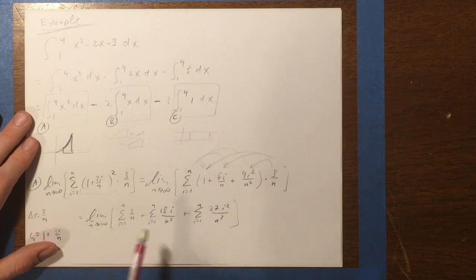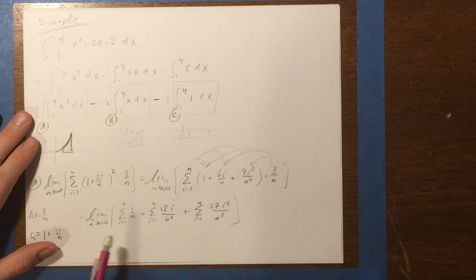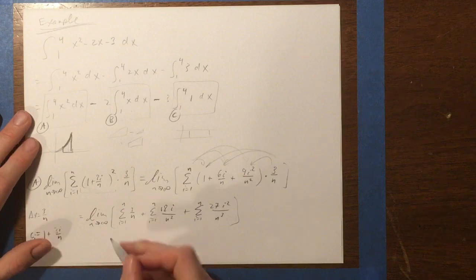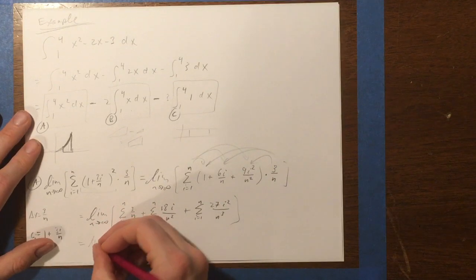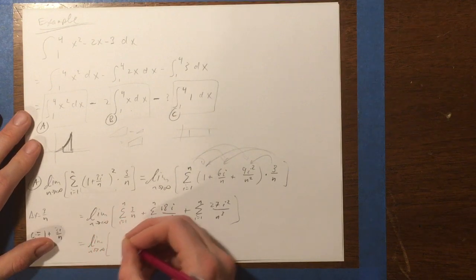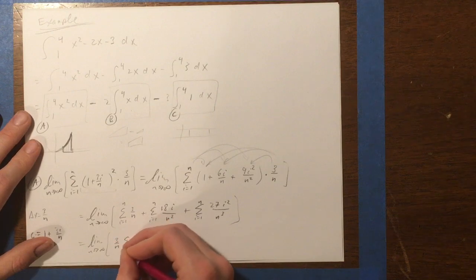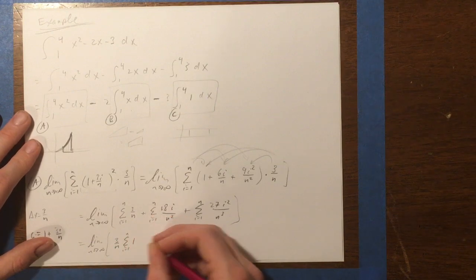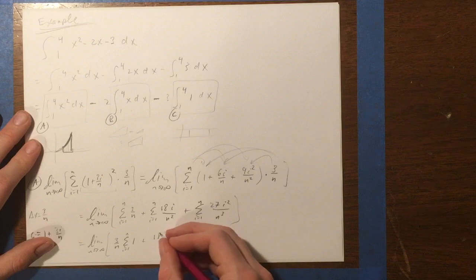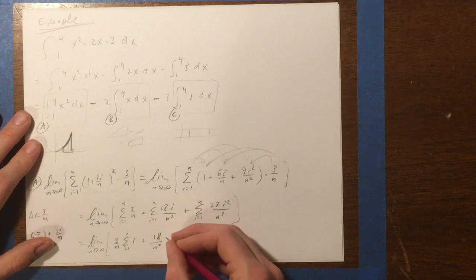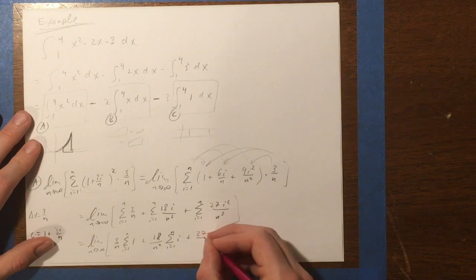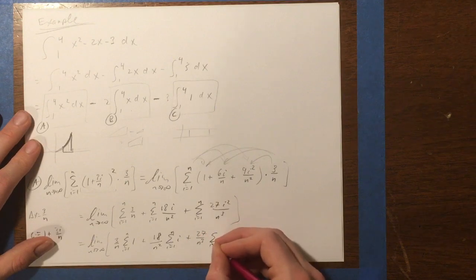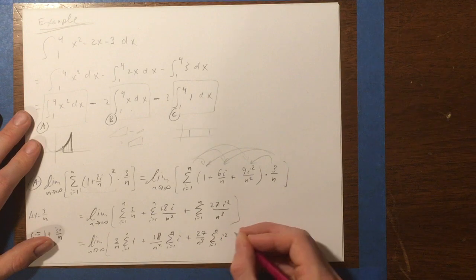So now, for each of these, we can factor out the part that is not a function of i, right? The part that can be treated as constant. So 3 over n times the sum of 1, and then plus 18 over n squared times the sum of i, plus 27 over n cubed times the sum of i squared.